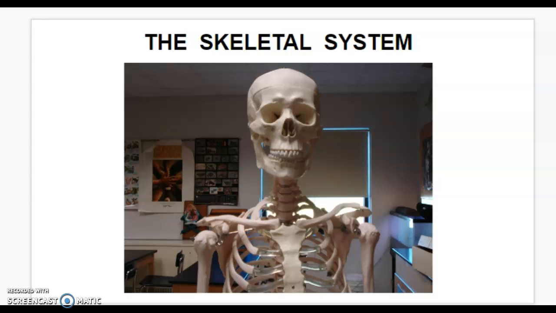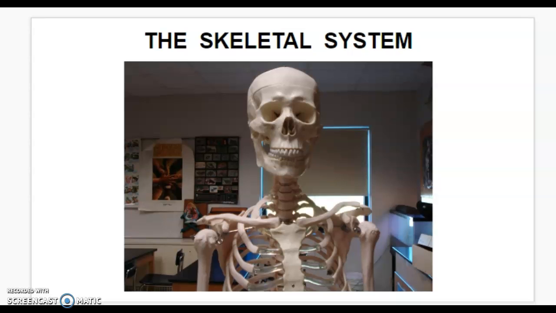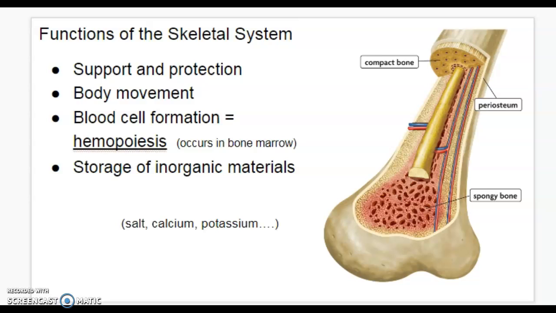We're moving on to the skeletal system. The general functions of the skeletal system are the bones. They obviously provide support and protection. They support your ribs. Your ribs support and protect your lungs and your heart, and same as your skull with the brain. They allow body movement with the muscles.